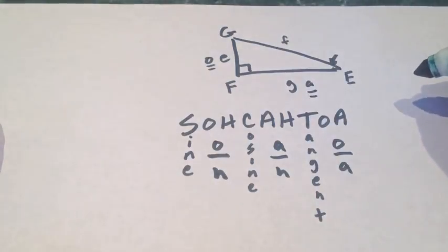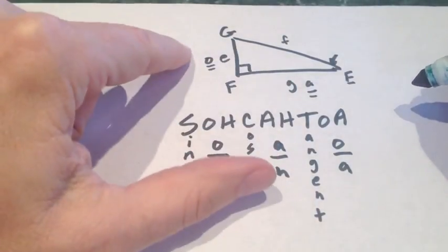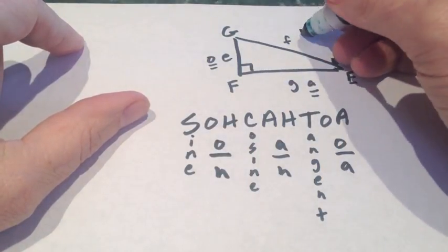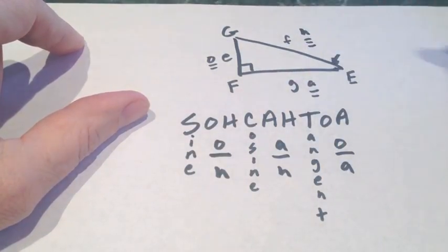And so whatever those numbers are, if this was 2 and 4, it would be 2 over 4 would be opposite over adjacent. And if this was 5, it would be, I'll make an H out here. Okay, and that's always hypotenuse.